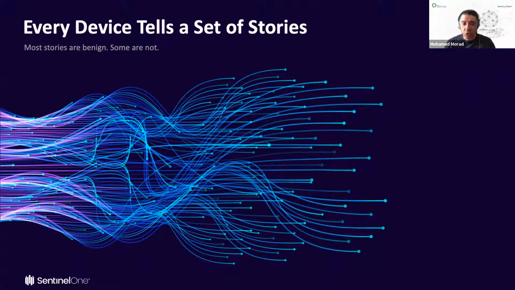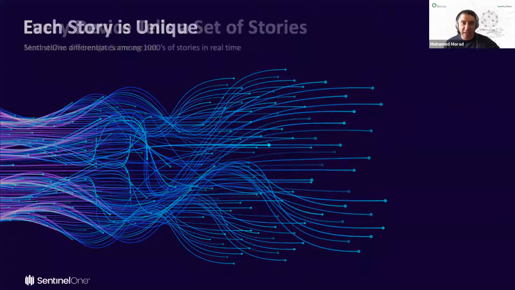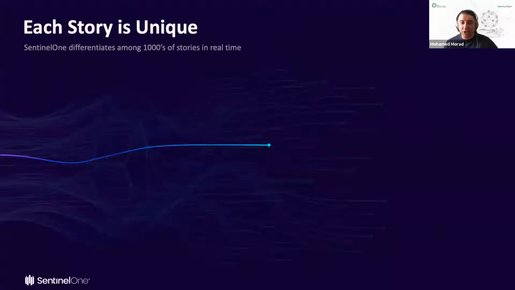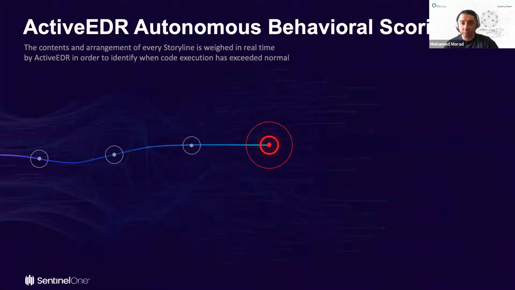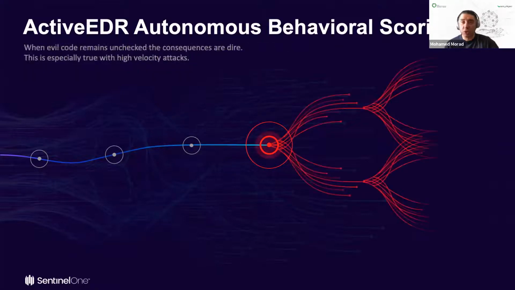As Storyline tracks code in real time, SentinelOne Active EDR applies machine learning-based behavioral scoring to all events. In this case, we see the storyline beginning to perform all sorts of evil. Active EDR has already determined this story must be terminated because it exceeds the bounds of what the agent considers to be normal. Storyline inherently tracks the root cause from the beginning through to what is happening right now. The attack storyline has been surgically removed and normal operations continue.